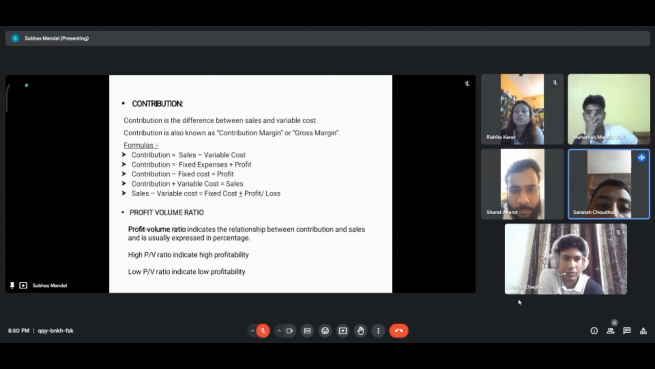Profit volume ratio. Profit volume ratio indicates a relationship between contribution and sales and is usually expressed in percentage. High P/V ratio indicates high profitability. Low P/V ratio indicates low profitability.